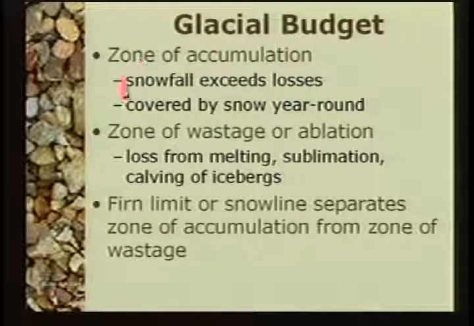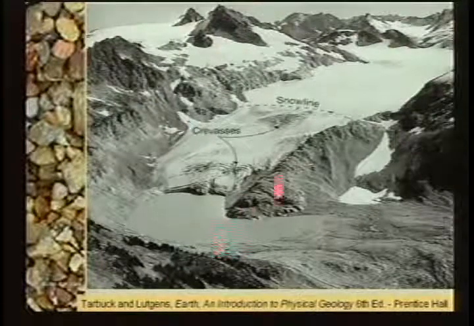Here we see the zone of accumulation, where the snowfall exceeds the losses. The zone of wastage, or ablation, is where we're losing more than we're gaining. And the firn limit, which you can also see called the firn line, snow line, or snow limit, is going to separate these two areas. Let's take a look at that in an overhead view.